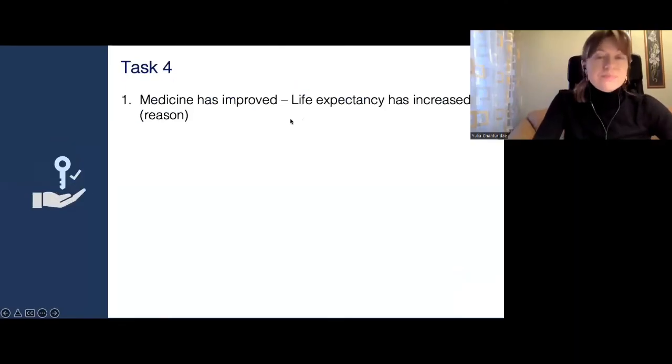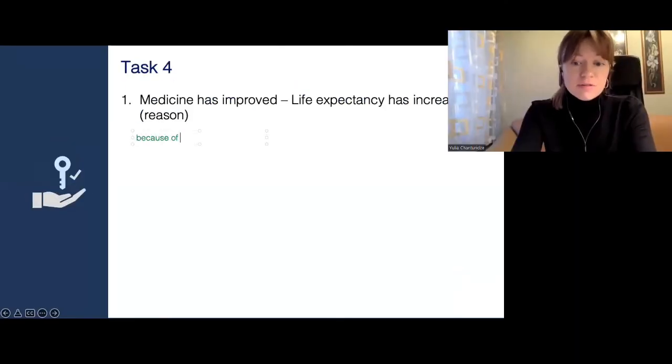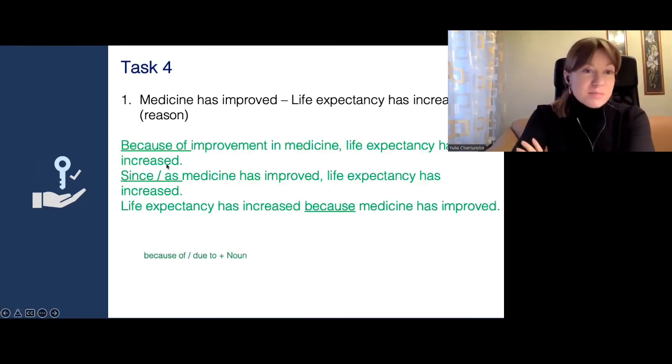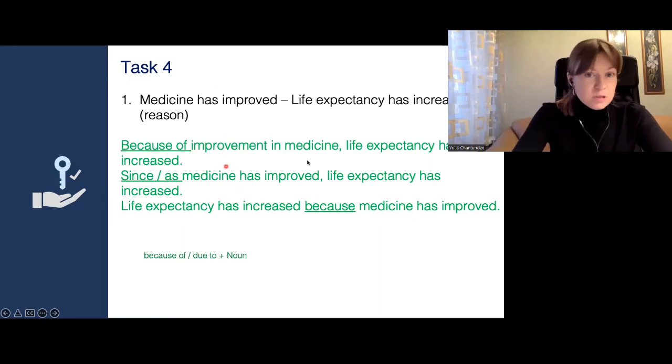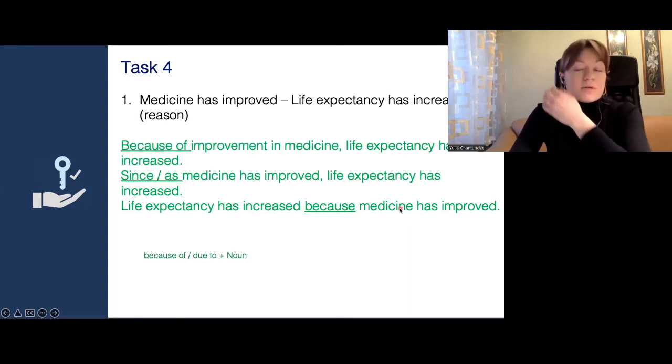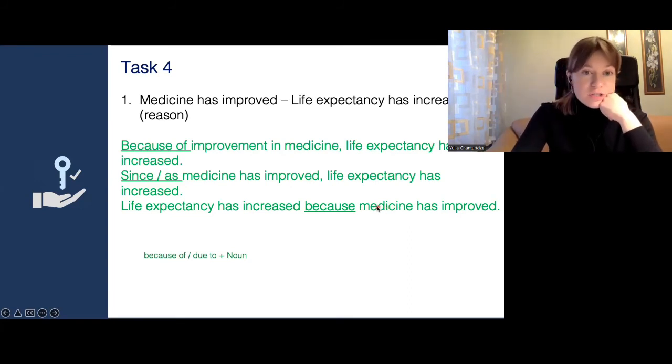Let's now check. Because of or due to, we need a noun. I have some versions of my own. So if we use because of or due to, we have to rephrase. We make a verb into a noun. Or I can keep because and then use the rest of the sentence without any changes.